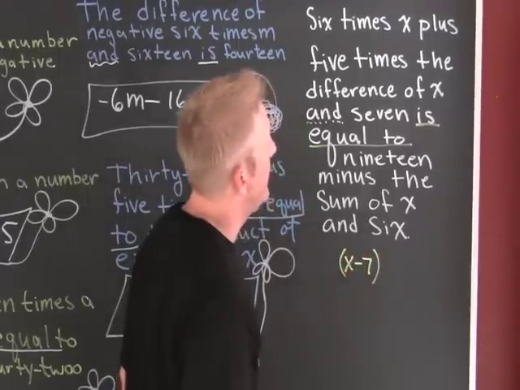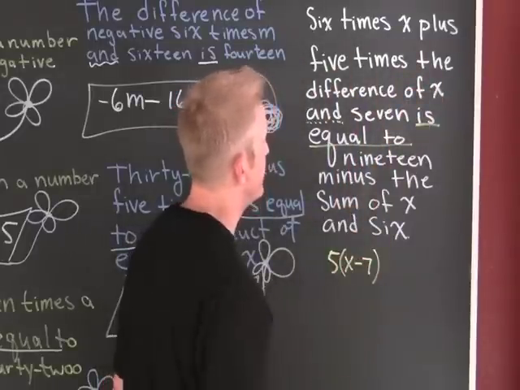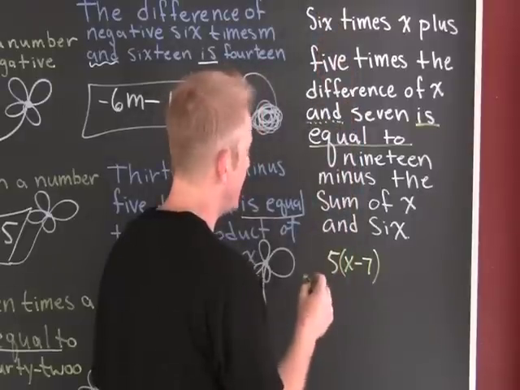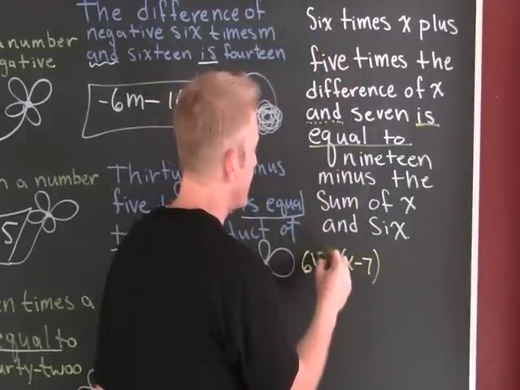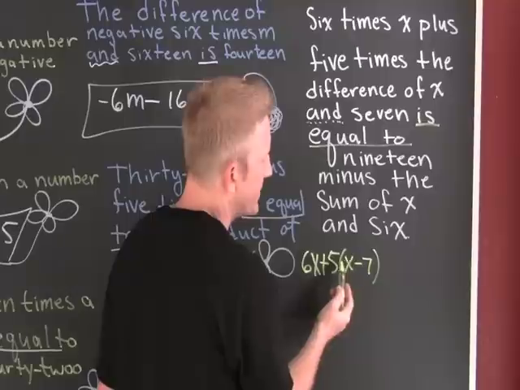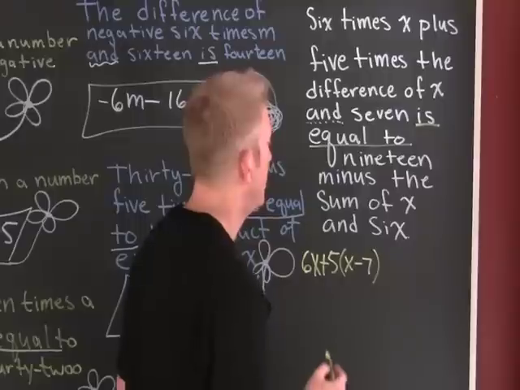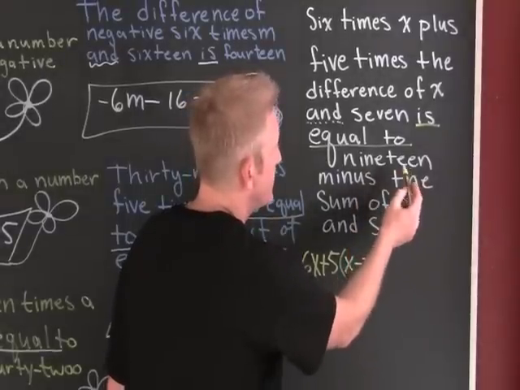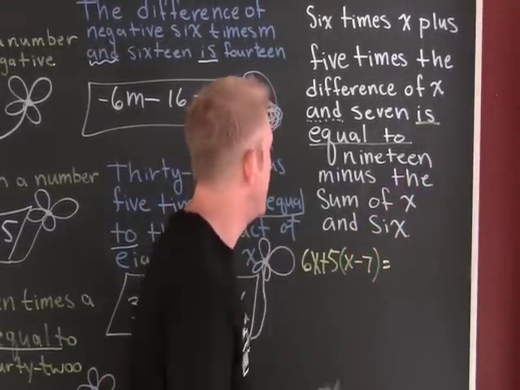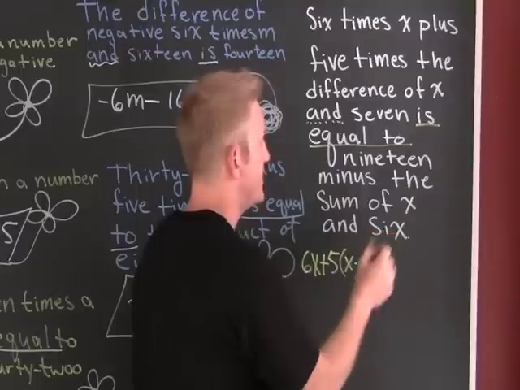That's the difference of x and 7. What are we doing to it? 5 times the difference of x and 7. And then we're taking 6x plus 5 times the difference of x and 7. How's it looking? Whew! It is equal to, that's the equal sign, is equal to 19 minus the sum of x and 6.